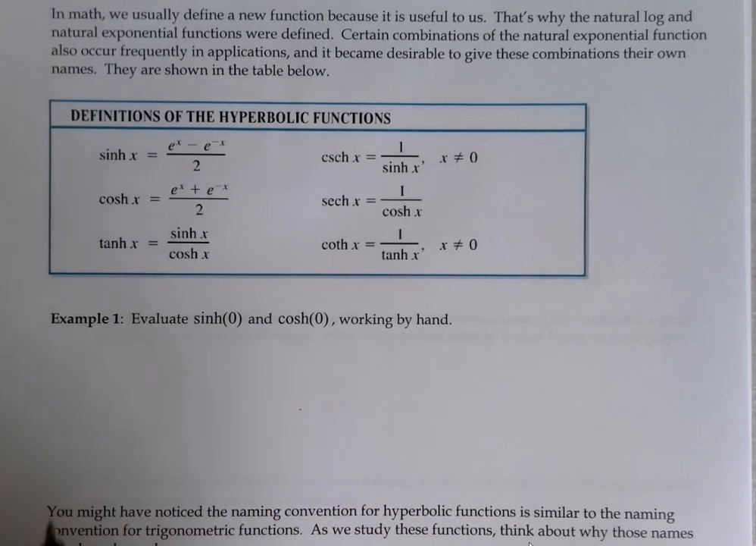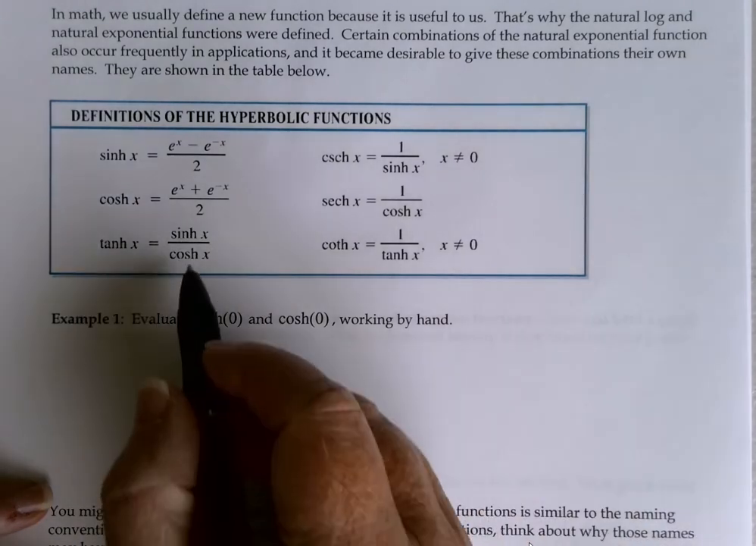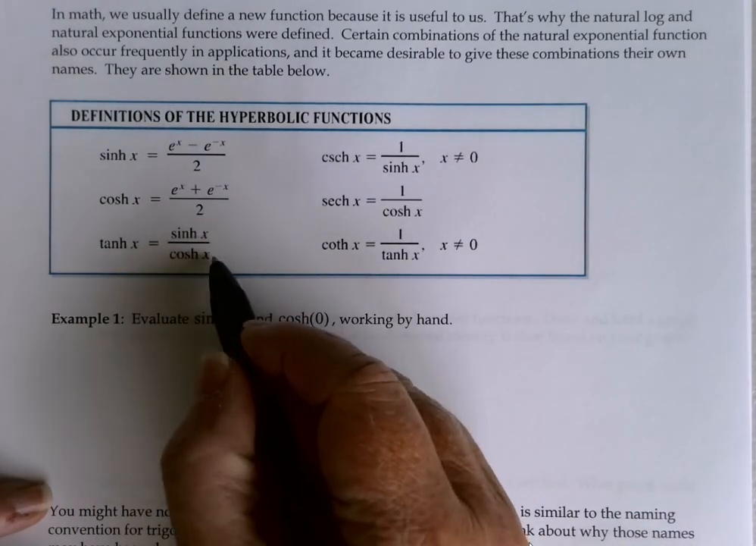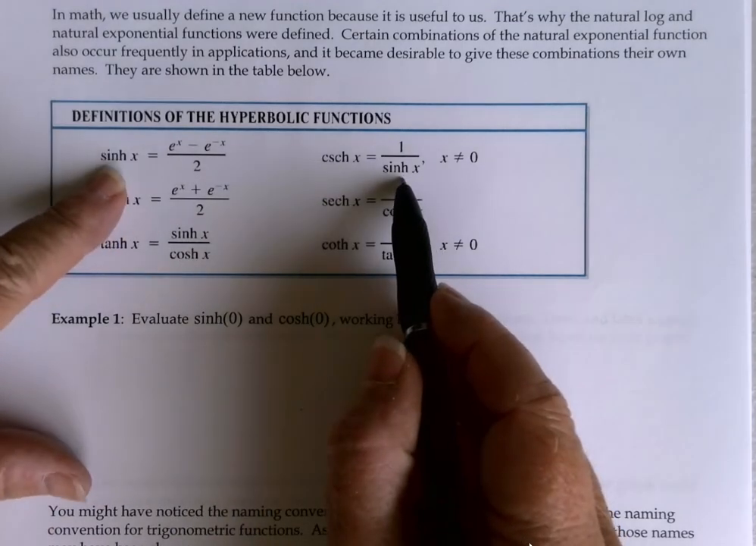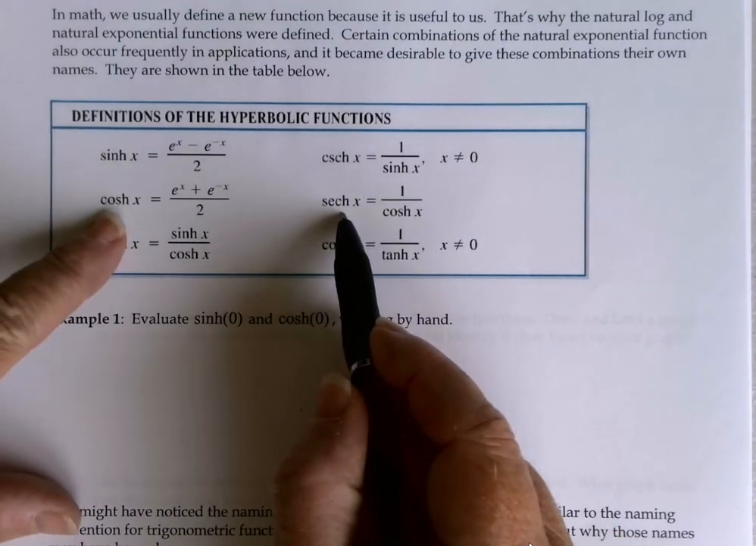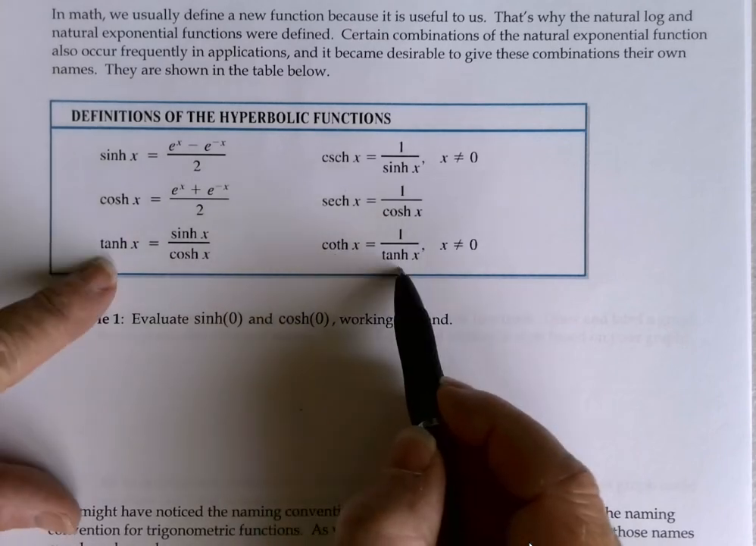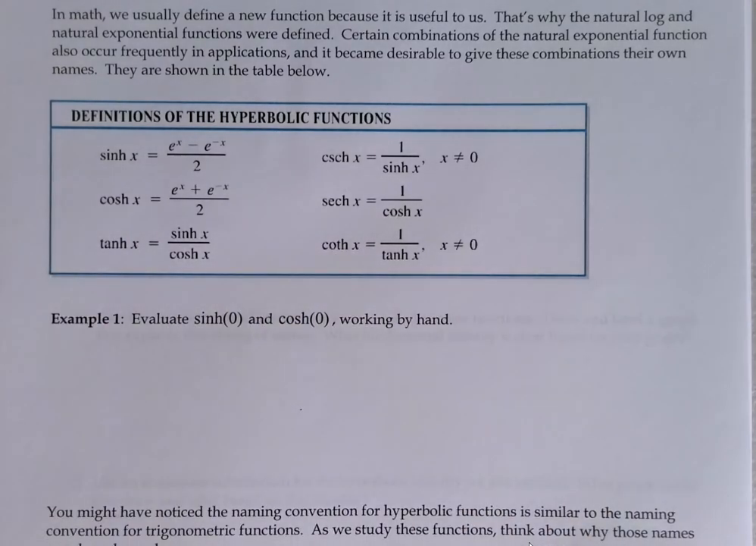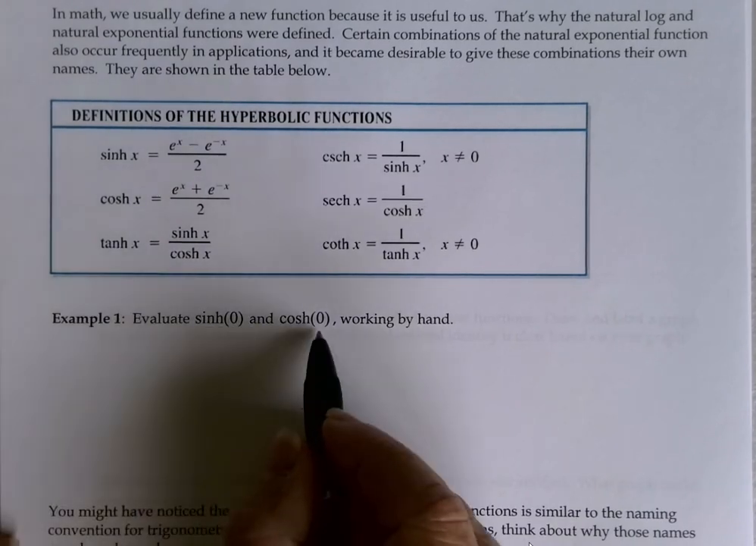All right, after that, the rest of these definitions, again, follow the same convention that trig functions do, right? Hyperbolic tangent, sinh over cosh. Hyperbolic cosecant is the reciprocal of hyperbolic sine. Hyperbolic secant, reciprocal of cosh. And hyperbolic cotangent, the reciprocal of hyperbolic tangent. So the same kinds of relationships as we see for trig functions. We're going to go ahead and find some of the other similarities here in the next few problems, starting with, let's just evaluate by hand, sinh of 0 and cosh of 0.